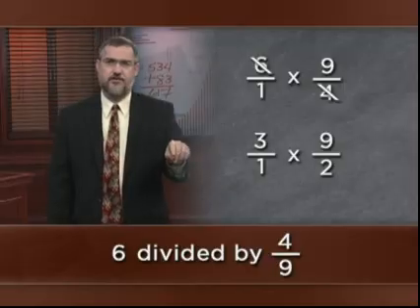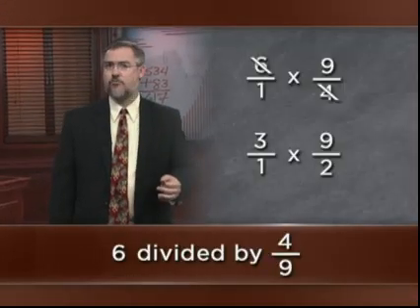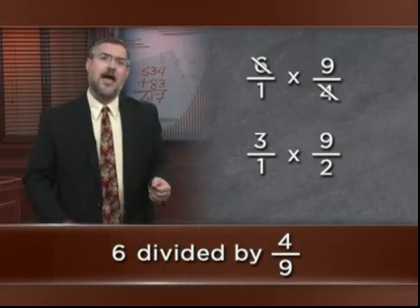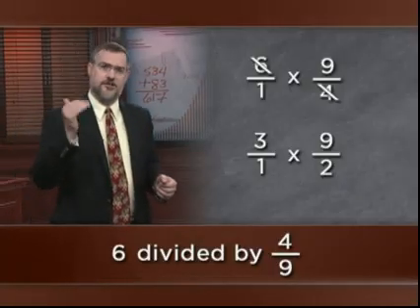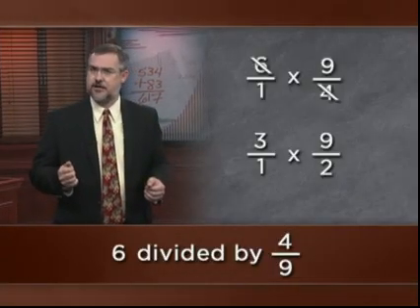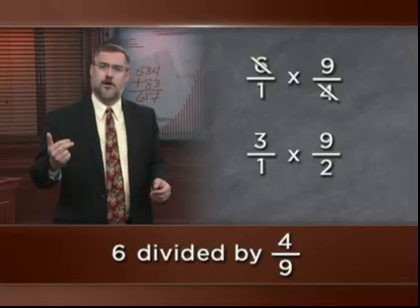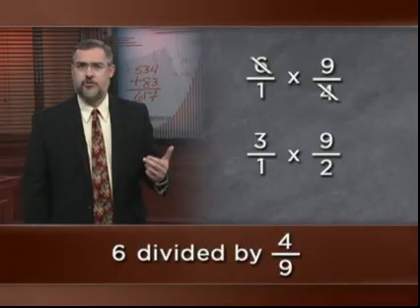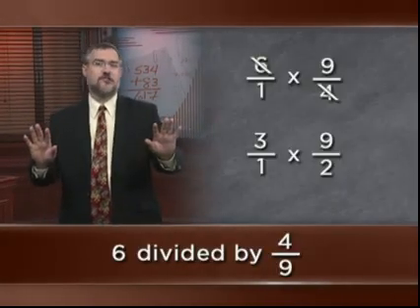Remember, 6 divided by 2 is 3. That's why the numerator of the first fraction becomes a 3. And 4 divided by 2 is 2. That's why the denominator of the second fraction becomes 2. So I have 3 over 1 times 9 over 2. And there is no more cancellation that can be done.